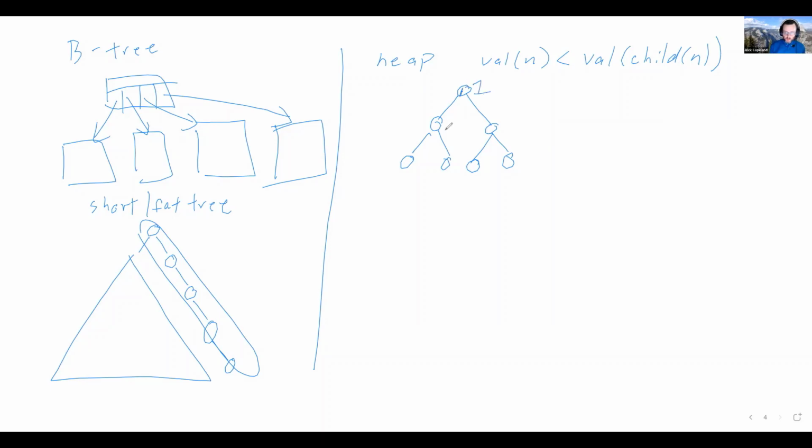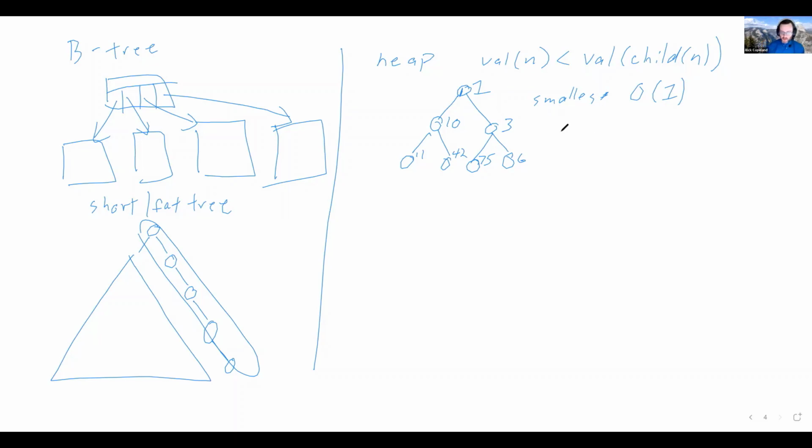Okay, so I can have a 1 here, a 10, and a 3 here. And I could have an 11 and 42. I could have 75 and 6. This is a valid heap, right? It's not sorted. It's not a sorted binary tree, but I can easily find the smallest value. That's O of 1, right? It's always going to be the root.